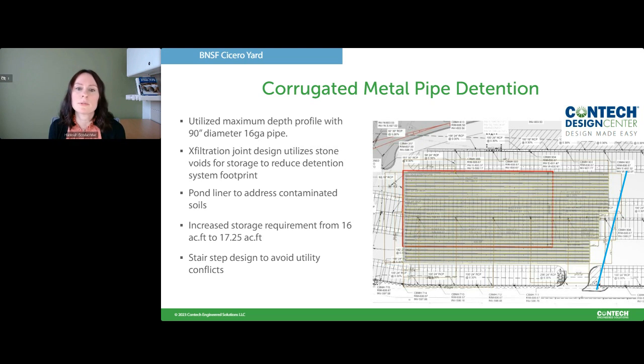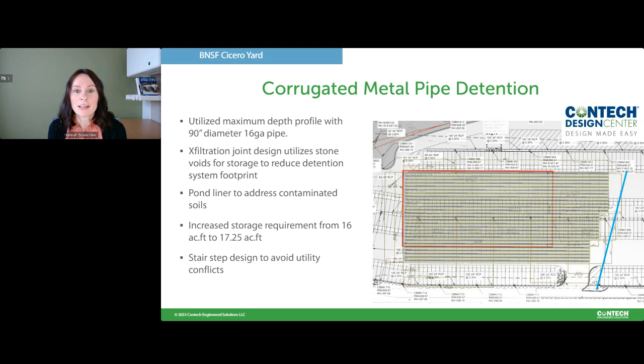Material and installation costs with CMP are much lower than concrete. So in the case of this project, even with the increased footprint, the cost of hauling the contaminated soils offsite, and the addition of the liner, it was still significantly less expensive to go with corrugated metal pipe than the original concrete design. Now, on some projects, concrete detention is absolutely the ideal solution, and you're going to hear all about that with the next case study that Scott shares. So hold tight for that one.